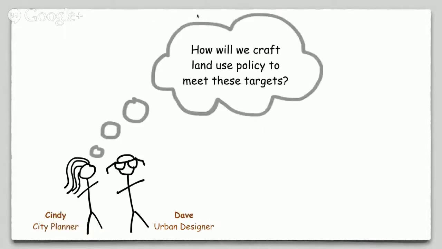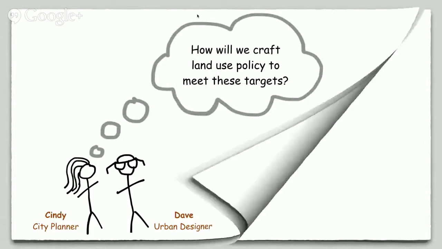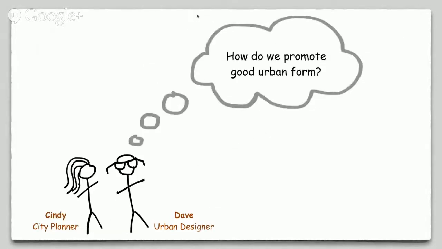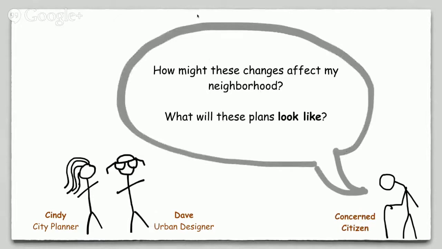So the city planner is thinking, how are we going to craft policy in order to meet these objectives? Designers are thinking, how do we do this and promote good urban form, which has a whole other set of concerns? And again, they're always beholden and responsible to be good stewards for the citizens in the region, and to be able to communicate effectively to them what the changes are going to be like for their neighborhoods and what things are actually going to look like.